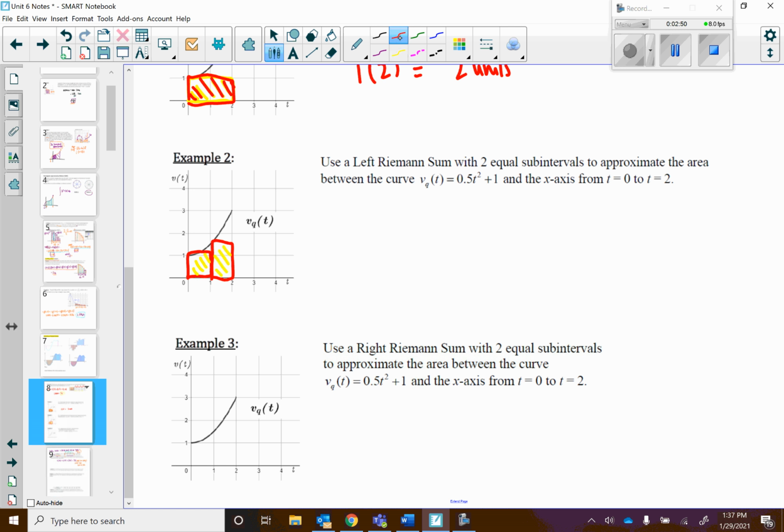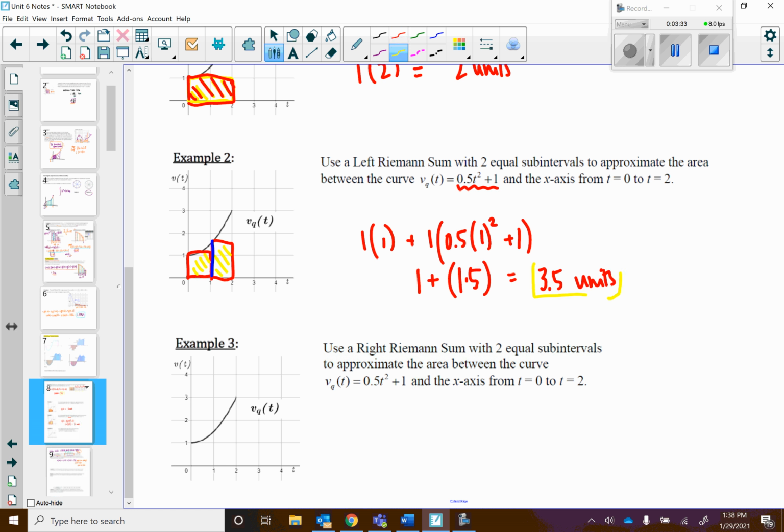They are the same width of 1. And this first one I can tell is just the square right here. So 1 times 1. And the second one I would maybe estimate, or I know my function. So I am looking at 0.5 times 1 squared plus 1 to find this y value right here. 1 squared is 1. 0.5 times 1 is 0.5. 1 plus 0.5 is 1.5. So I have 1.5 plus 1. This estimate is 3.5 units. We notice it is more accurate because we have shaded in more area.